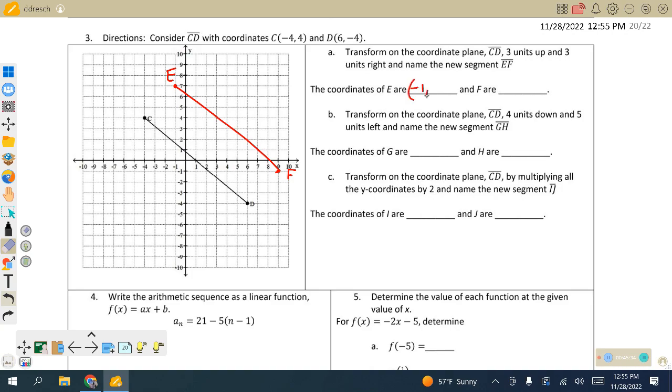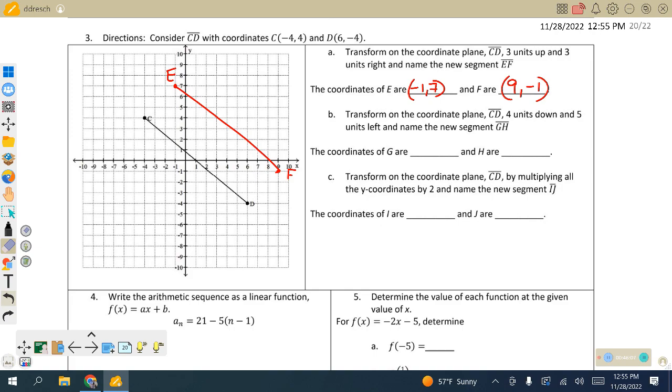Negative 1, 7. And what's the coordinate of F? If I compare that to CD at the top, it should have changed by 3. 3 up and 3 to the right. That does check out. I went 3 to the right, that's a negative 1. I went 3 up, that's a 7. I went 3 to the right, 9. 3 up, does check out mathematically.